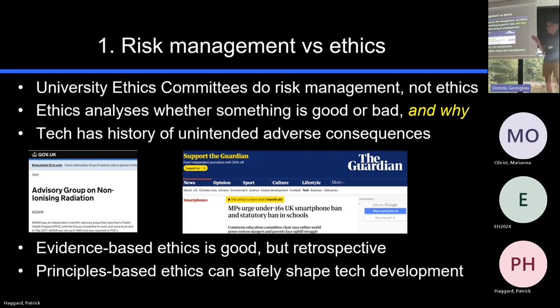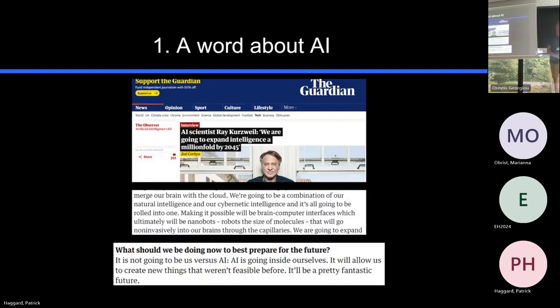Now, what this means is that if you take an evidence-based ethics approach, it's very good, but you're necessarily being retrospective. You're waiting until the tech produces a problem and then you consider the ethics of the problem. The alternative is to take a principle-based ethics approach, where you can try to shape tech development based on upstream thinking about what the ethical hazards are in this particular situation.